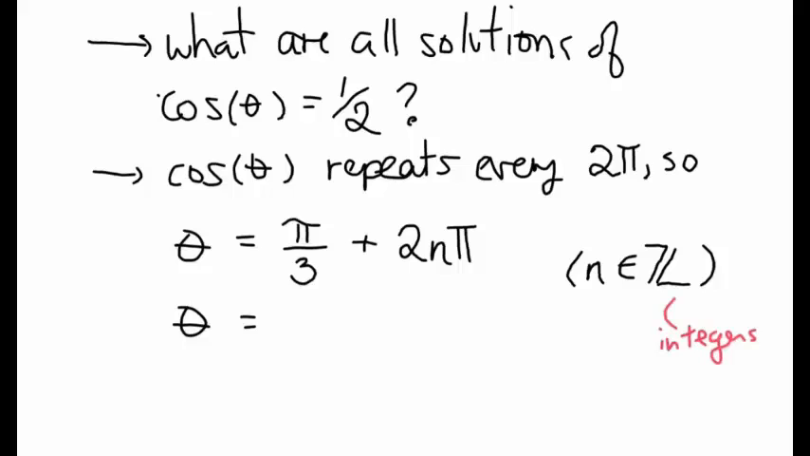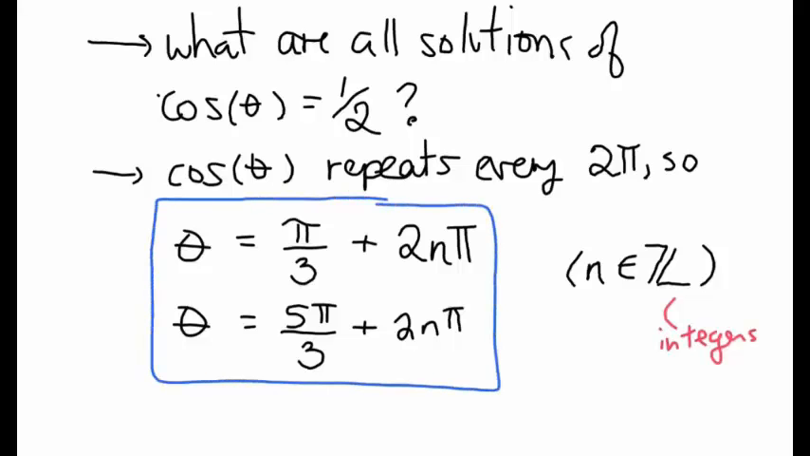But we also found another solution on 0 to 2 pi, and that was theta equals 5 pi by 3, and this particular solution is going to repeat every 2 pi radians as well. So by stating 5 pi by 3 plus 2n pi, that's going to get all of the repetition for that particular solution. So in blue is the full solution to this problem. Pi by 3 plus 2n pi and 5 pi by 3 plus 2n pi.